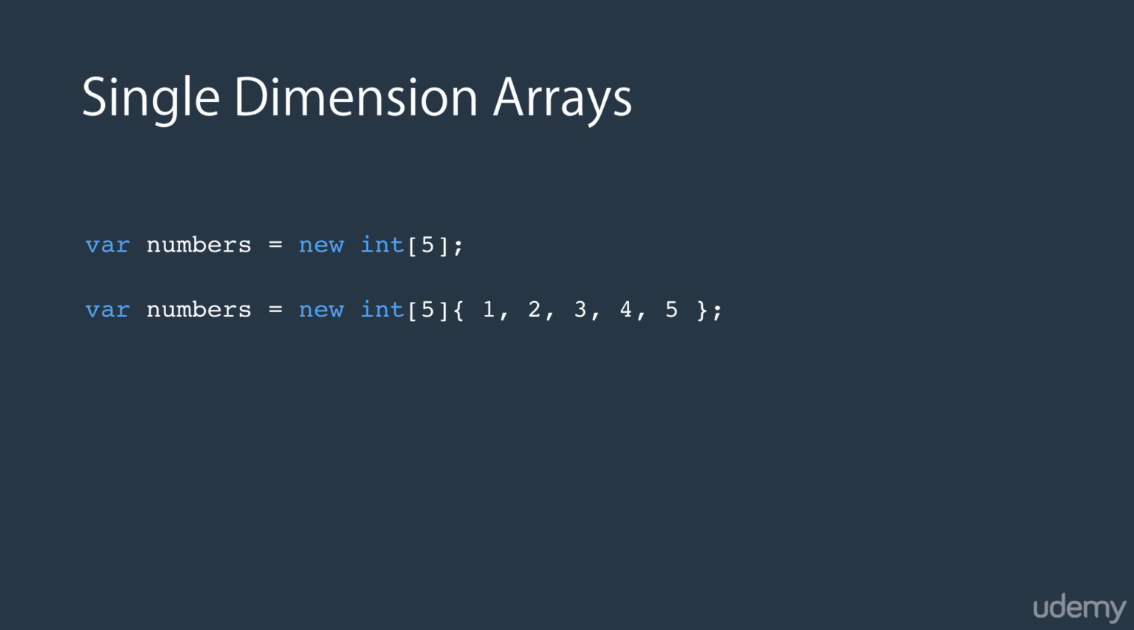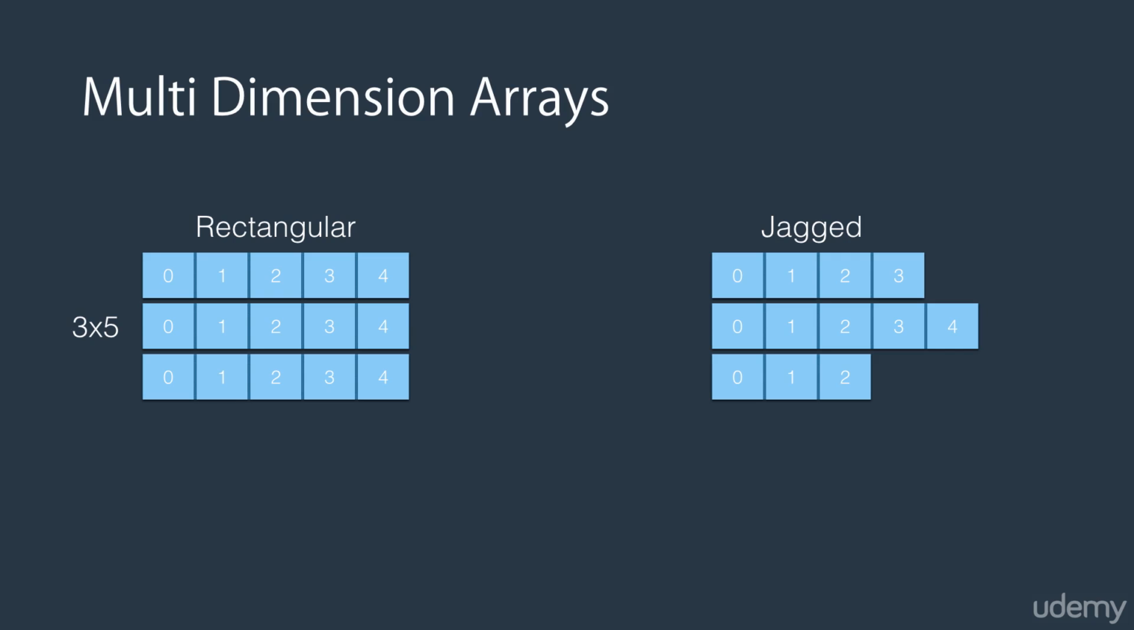Now let's take a look at the types of multi-dimension arrays. We have two types of multi-dimension arrays in C#, rectangular and jagged arrays. So with a rectangular array, each row has the exact same number of columns. So in the example you see in this slide, we have an array of 3 rows and each row has 5 columns. With a jagged array, however, the number of columns in each row can be different. A different way to look at jagged array is an array of arrays.